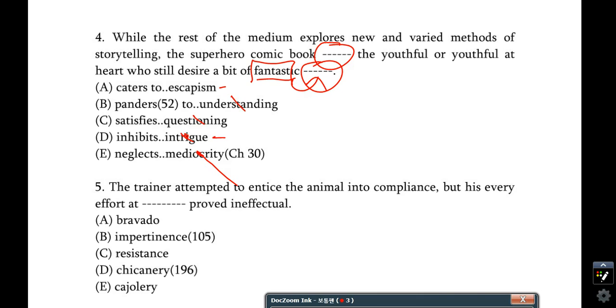So is it A or D? Well, it wouldn't inhibit it. It would cater to the young or young at heart. So A is the correct answer. Pander is the same as caters to.